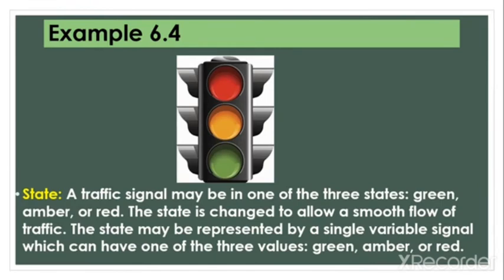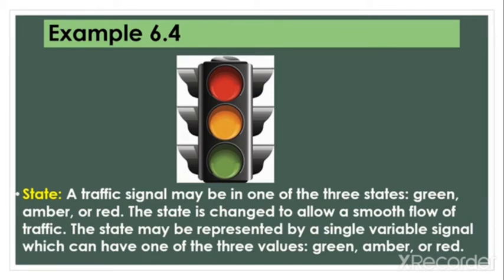The state may be represented by the single variable signal. Okay. The state of the signal fully depends on the value of the variable. So what do we call the value of the variable? What will be the input here? Green, amber, red. All of these are the values of the variable. So consider that all of these are stored in a variable.